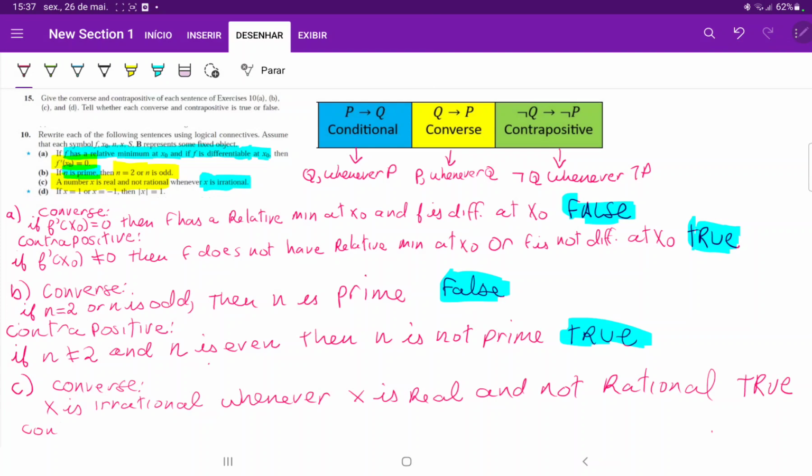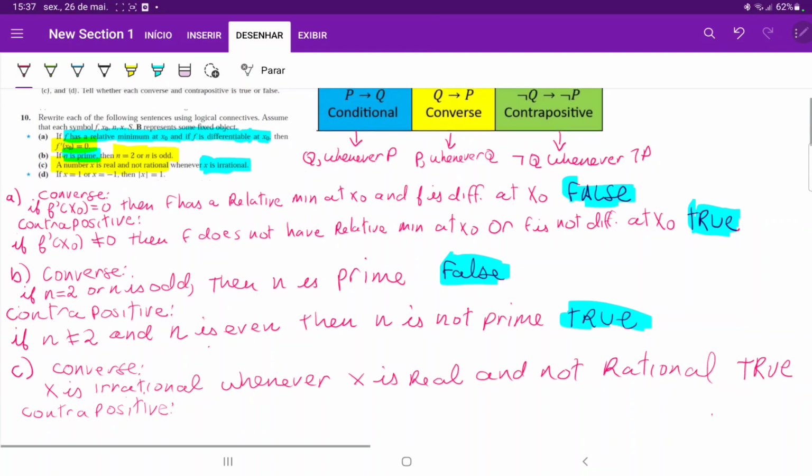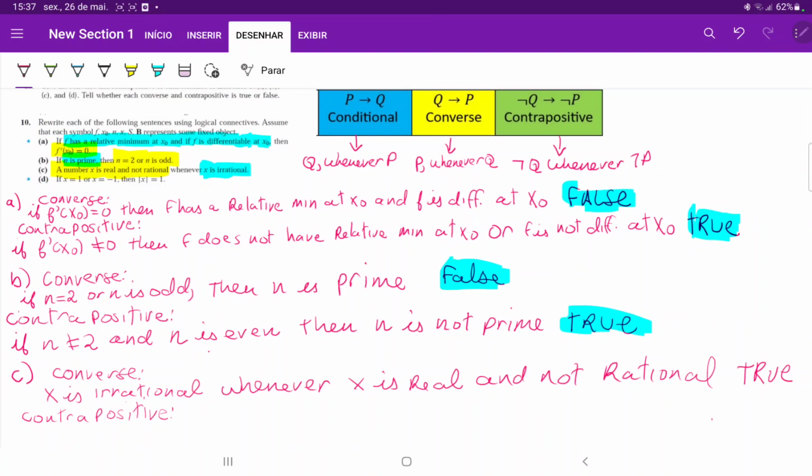Let's do the contrapositive. So for the contrapositive, we're just keeping the same form, but then denying Q and denying P, right? So we're saying X is not irrational, right? Not irrational whenever X is not real, and once more through De Morgan's, or X is not rational, or X is rational, right?